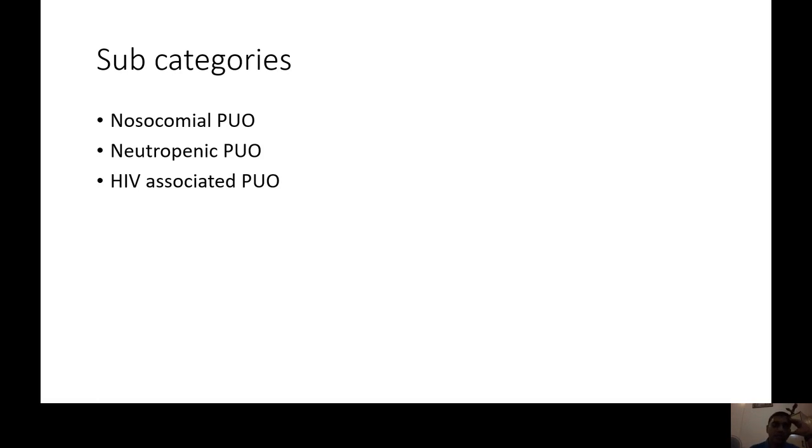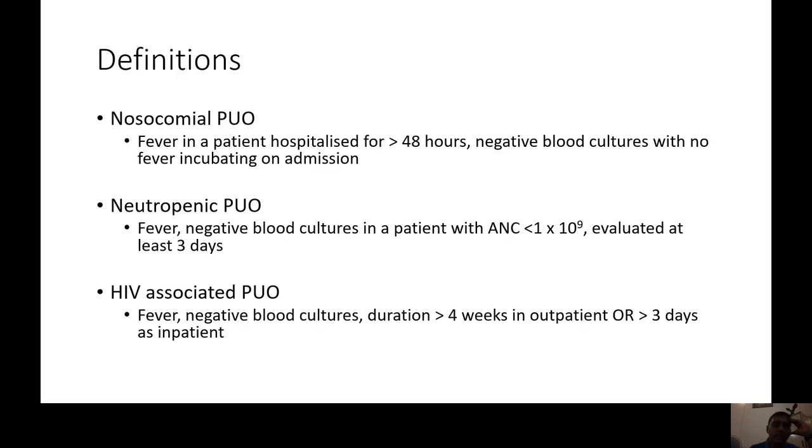For example, if it is nosocomial PUO, the organisms can be things that we would find in the hospital like MRSA or Clostridium difficile, or even drugs. And certain catheters or cannulas which are in situ can also give rise to fever. So the types of organisms that we are thinking of are quite different.